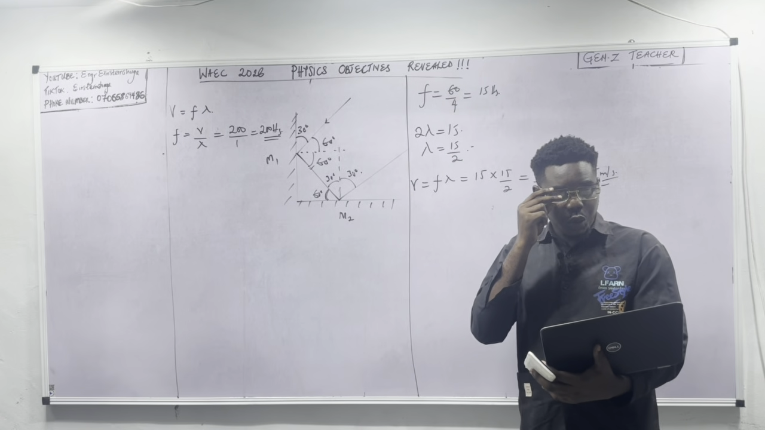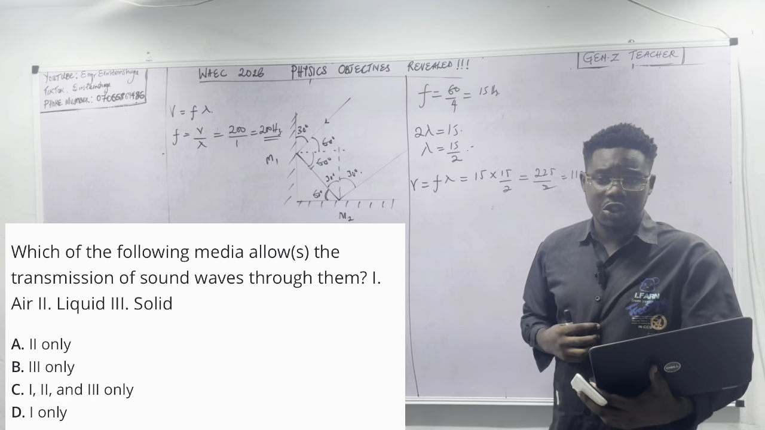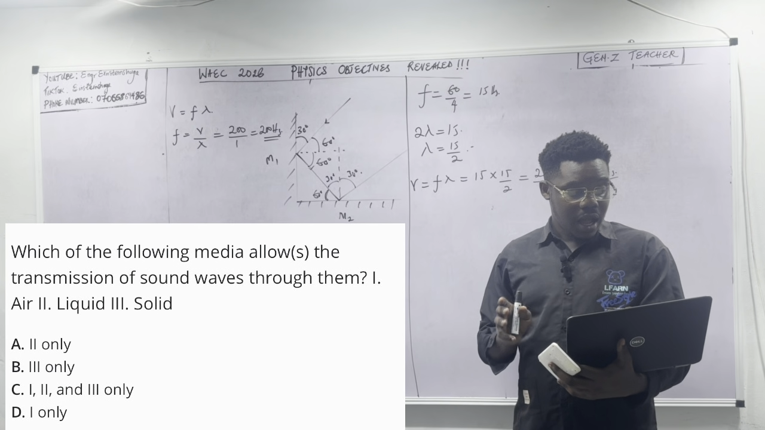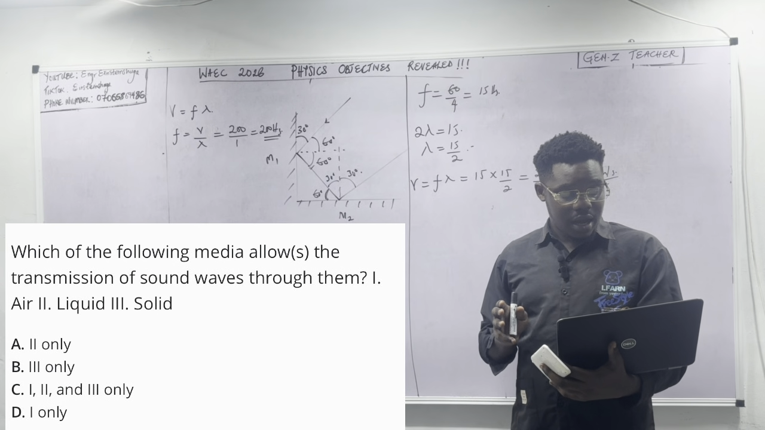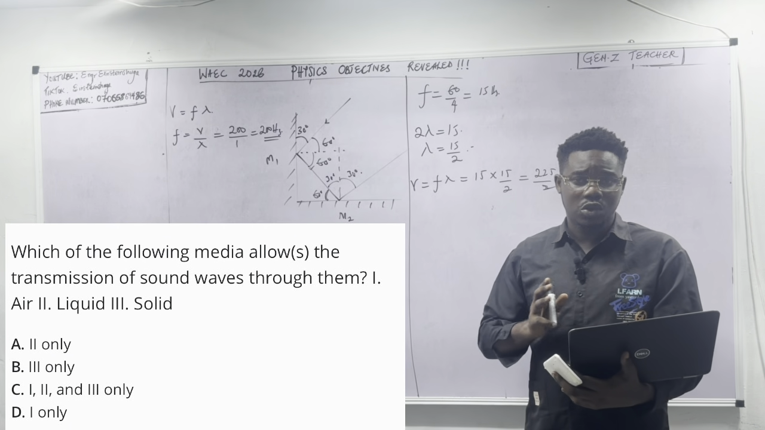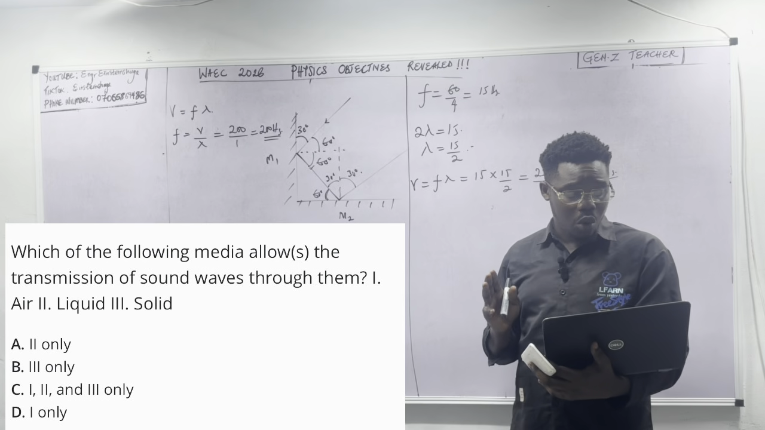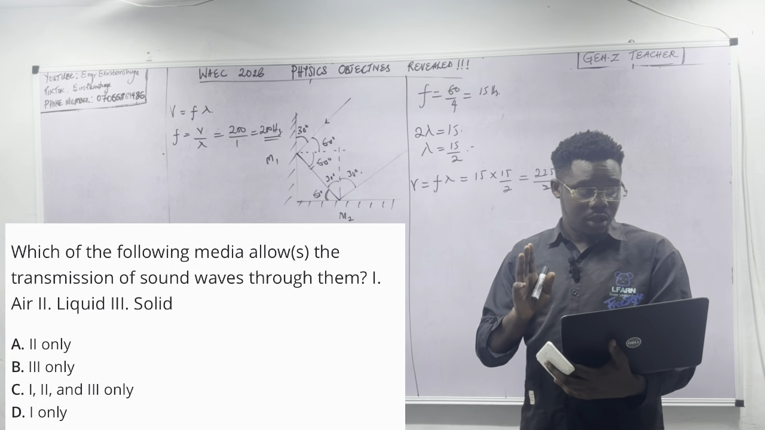Number 29. Which of the following media allows the transmission of sound wave through them? I air, II liquid, and III solid. Now sound travels through a medium, and all these are media, so basically all of them will work. The answer should be option C. That should be the answer.